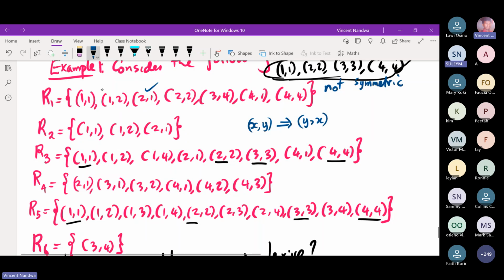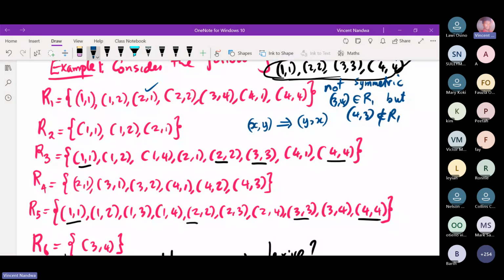So we are saying that R1 is not symmetric since, for example, the element (3, 4) is in R1, but (4, 3) is not in R1. So that one alone qualifies R1 to be called not symmetric. Please remember, when you say not symmetric, it does not mean antisymmetric. Just say not symmetric and keep quiet, and then you give the explanation. Because the two are not opposites.